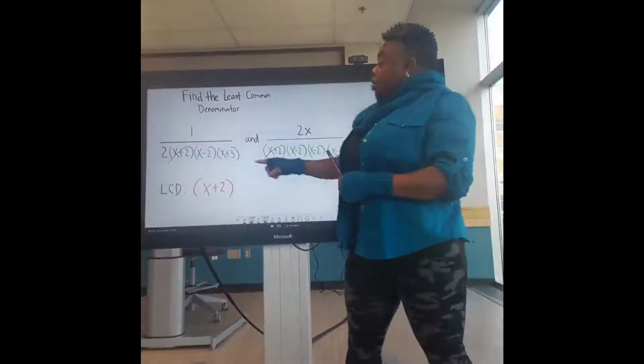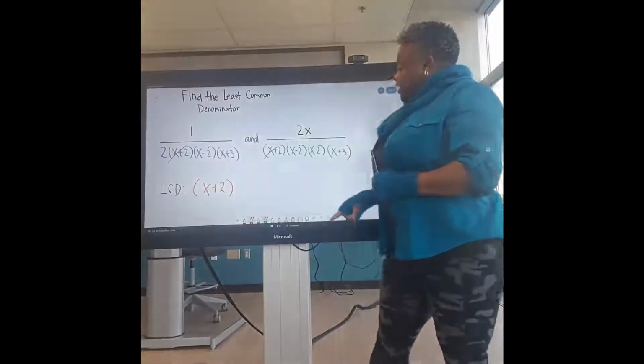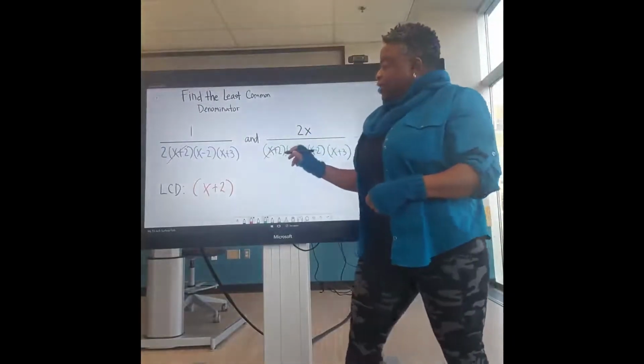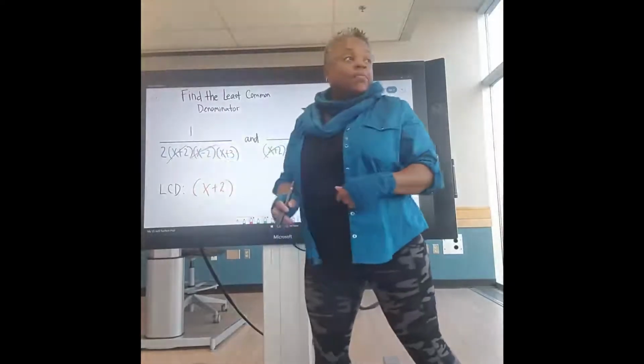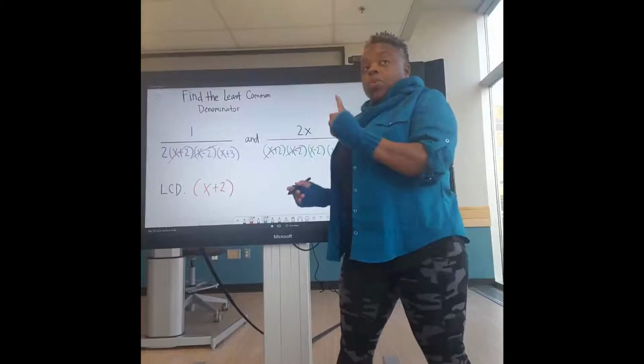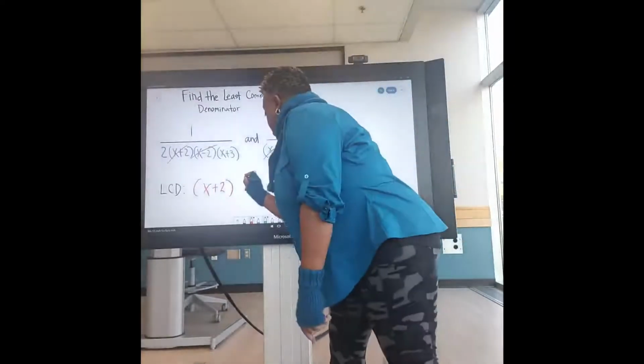Okay, so now I go to x minus 2 and see if I can match that up. So I have an x minus 2 here and an x minus 2 in my first one. So they have that in common. So I'm going to write that one time in my LCD.